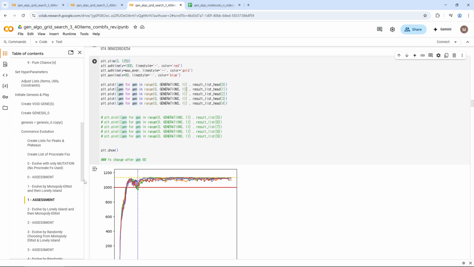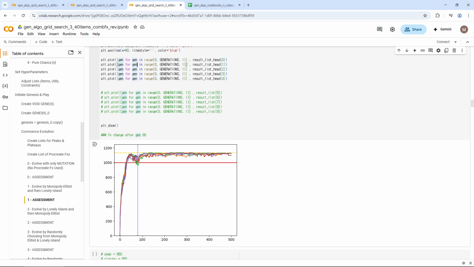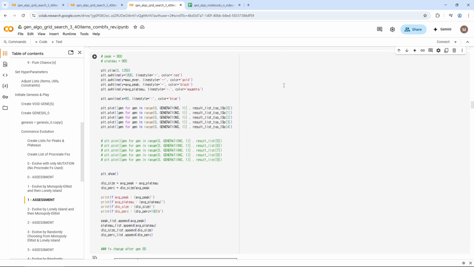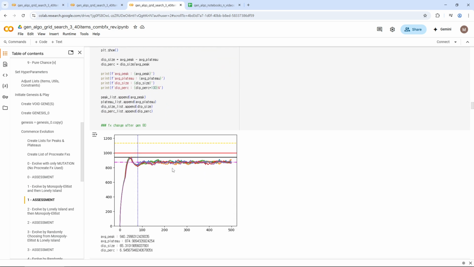And also with the monopoly elitist, it did peak first, and then it fell down, and only when we used the self-replicate function or the lonely island did these values go up. But that's also because these values are for the top entities, not the average of top 10%. That's this plot right here.